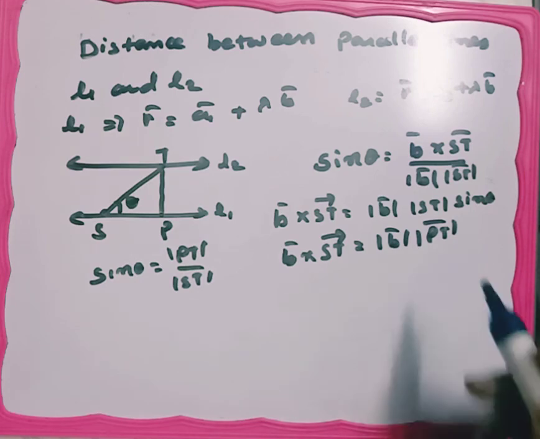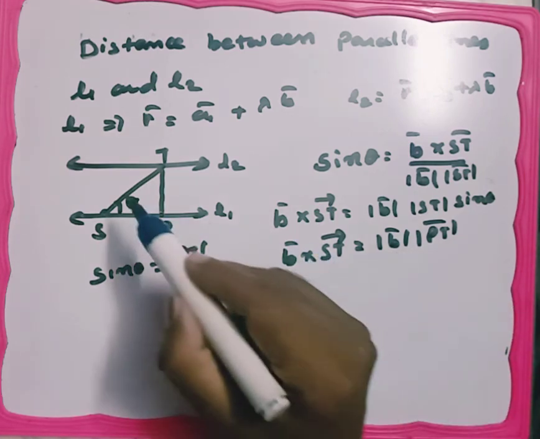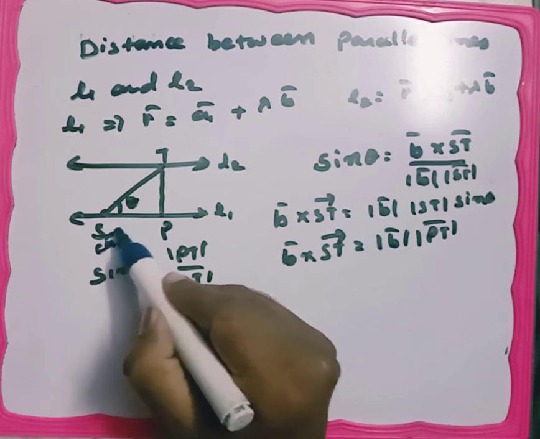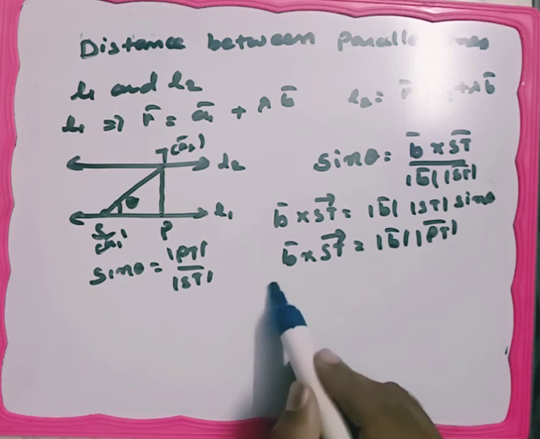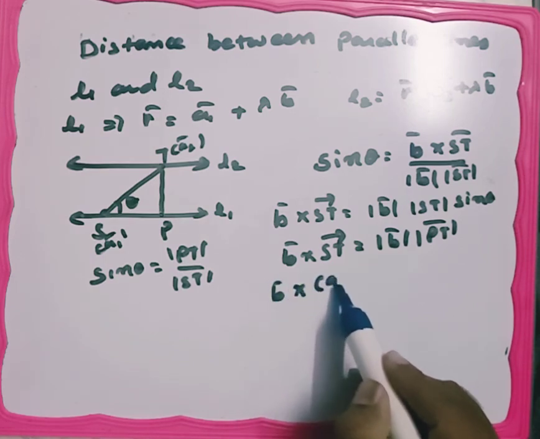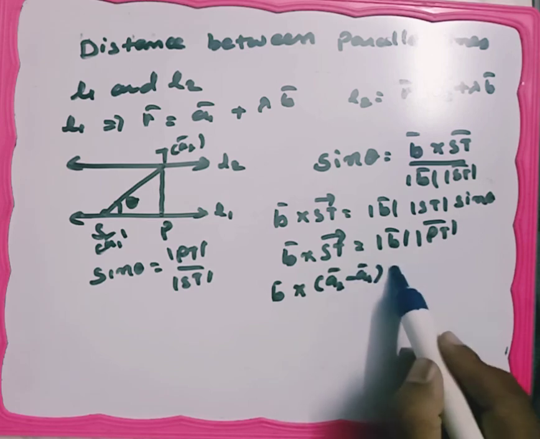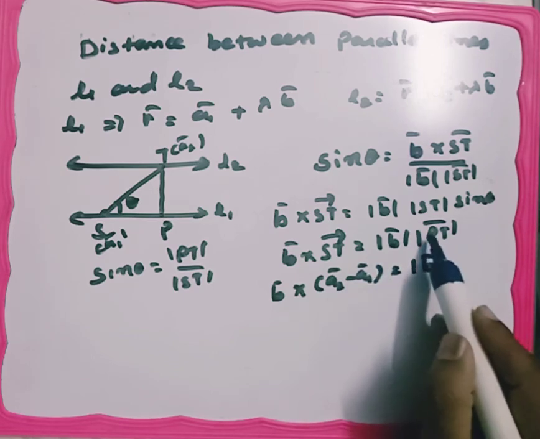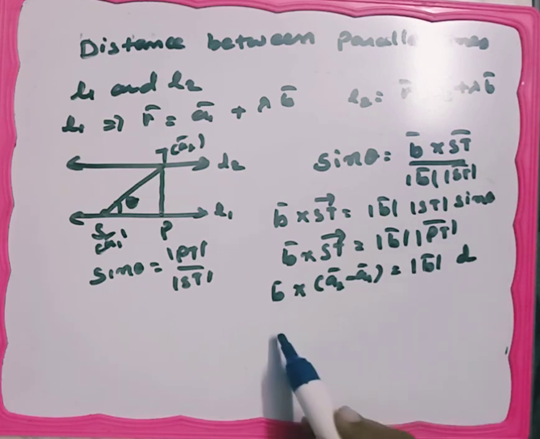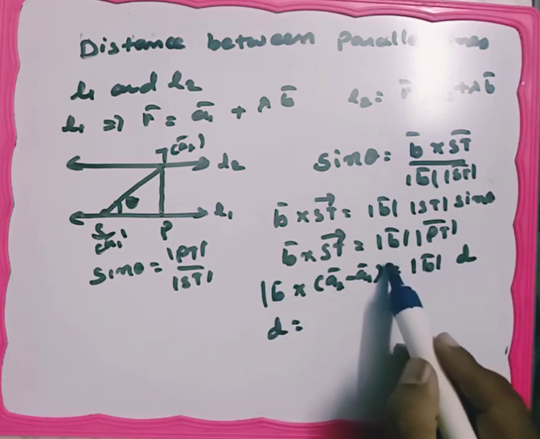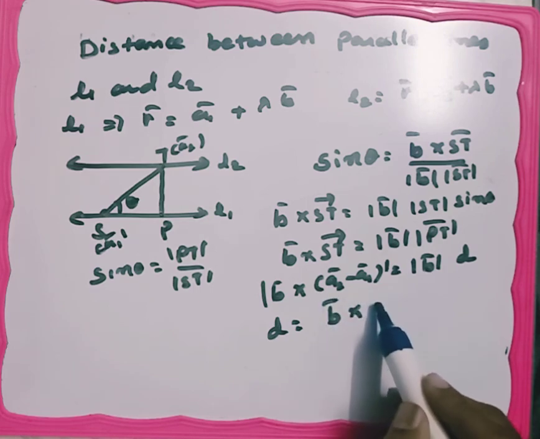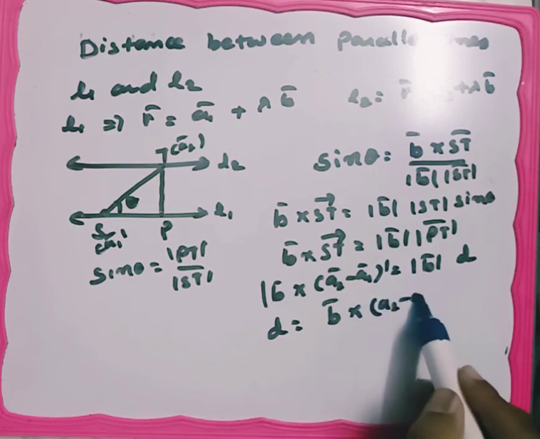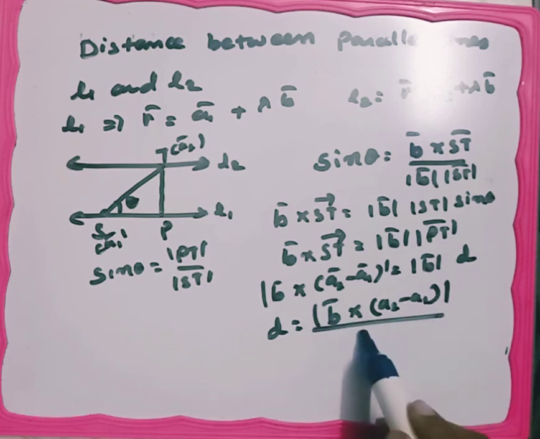And so PT is the distance. Here we take S as A1 bar and T as A2 bar. Then B bar cross A2 bar minus A1 bar equals magnitude B bar into PT, where PT is the shortest distance D. And so D equals magnitude of B bar cross A2 minus A1 upon magnitude B bar.